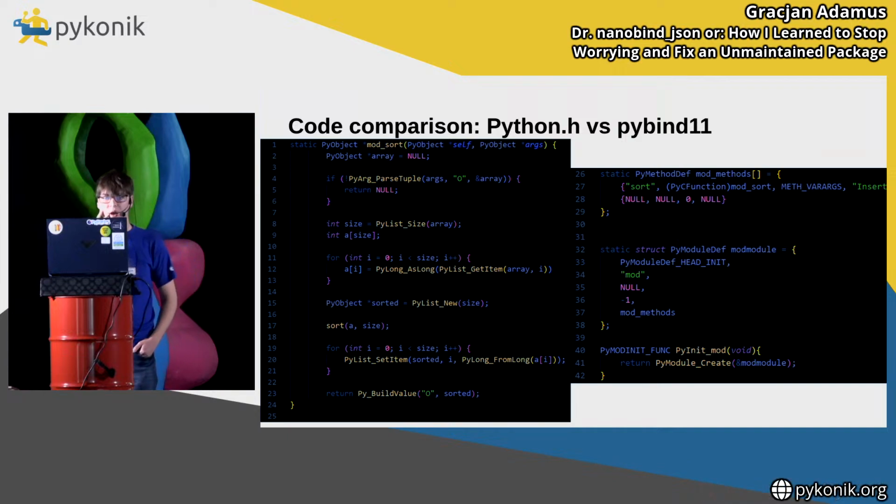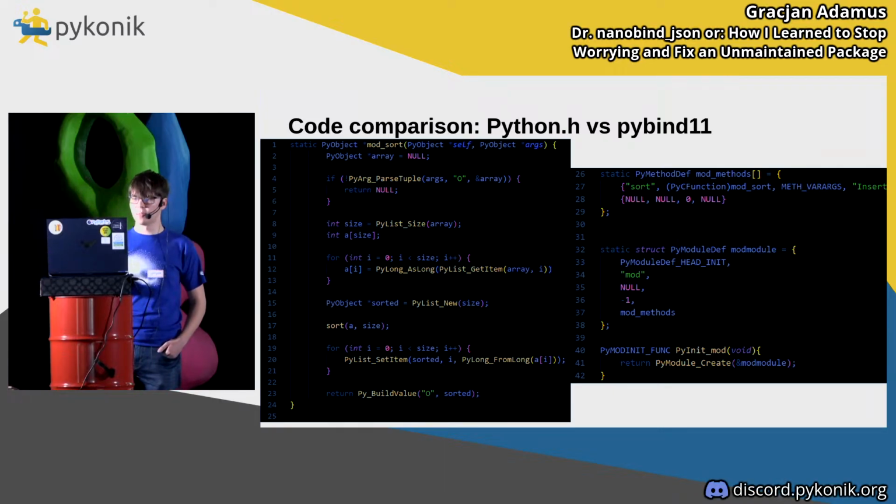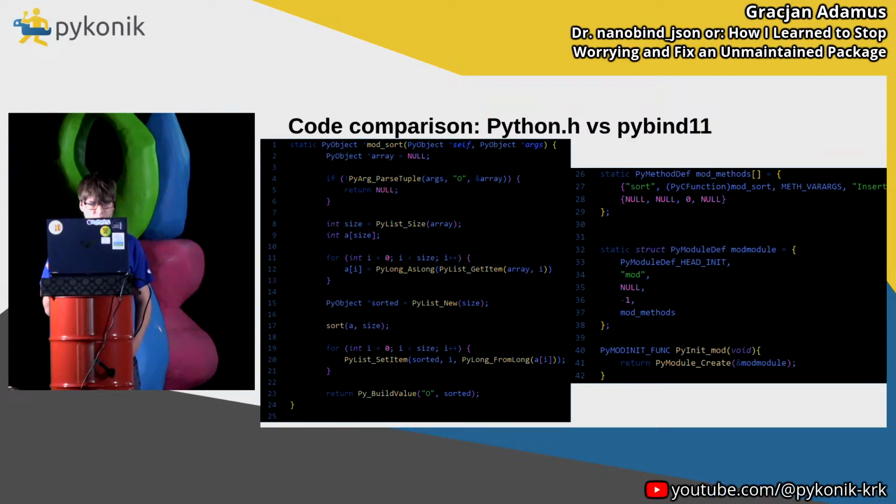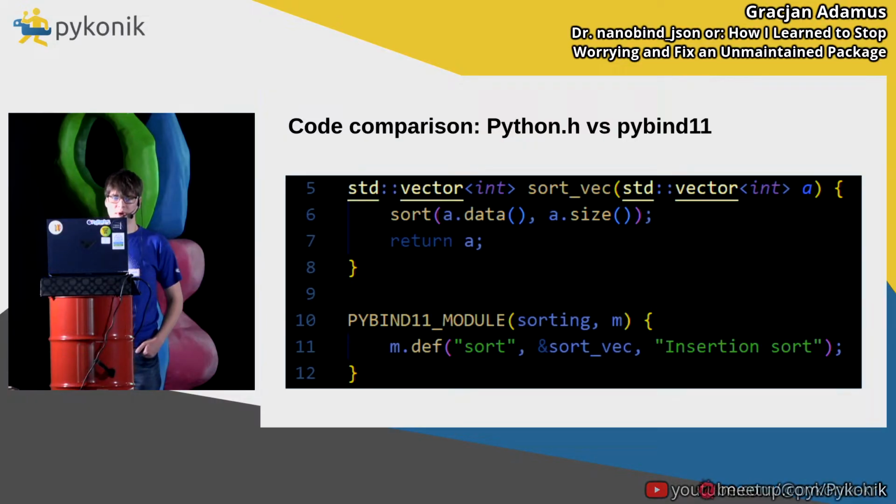We have to allocate it. We have to iterate through it basically 2 times. We then have to create a table of the methods that we want to expose, then a module, then initialize the module. And with PyBind11, it's basically this.